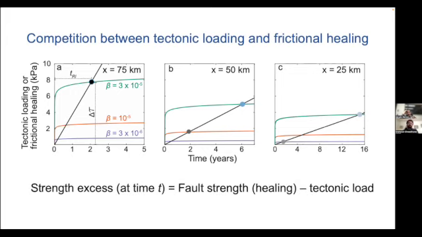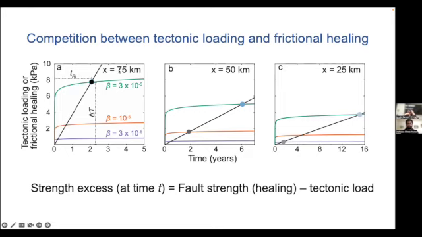We can also take this a step further and define what I call a strength excess. And you can think of this as being somewhat similar to a Coulomb stress change concept, but conceptually here, the frictional strength is increasing with time. So the strength in this model at any time is simply the difference between how much the fault has healed and how much it's been loaded at that time. So for example, if we're at 1 year here for the green curve, the fault has healed more than it's loaded. So you have a positive strength excess.